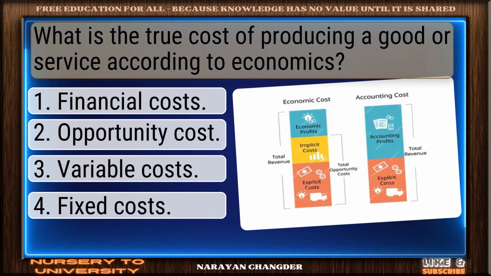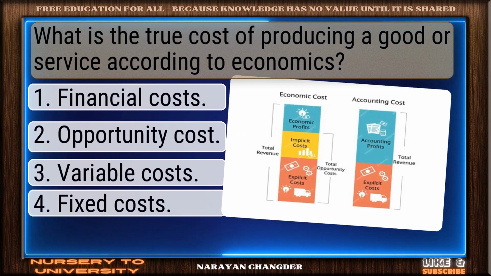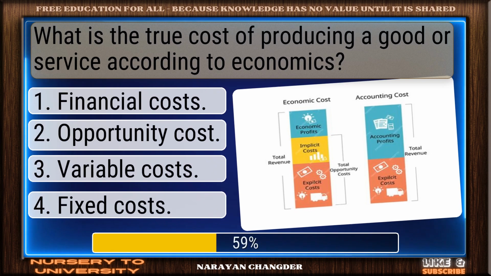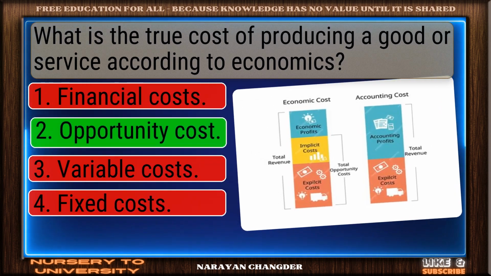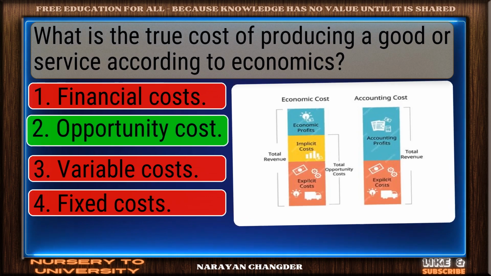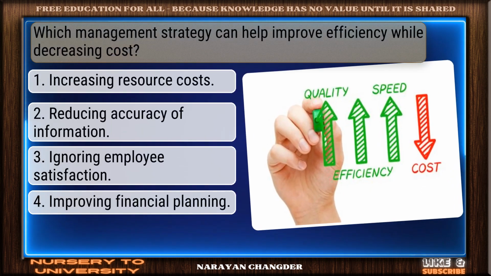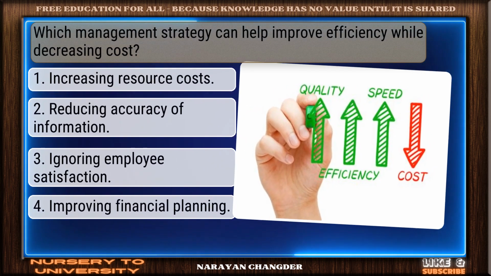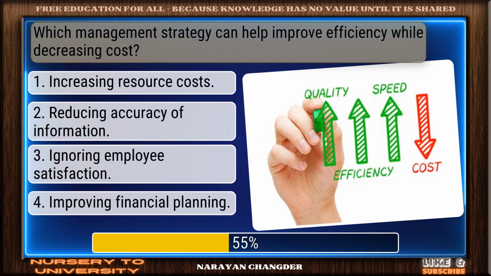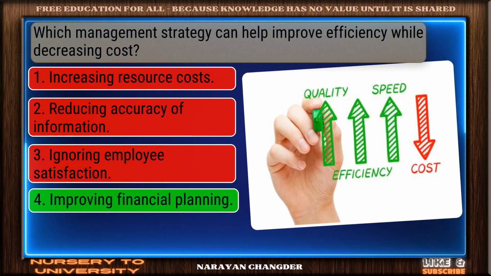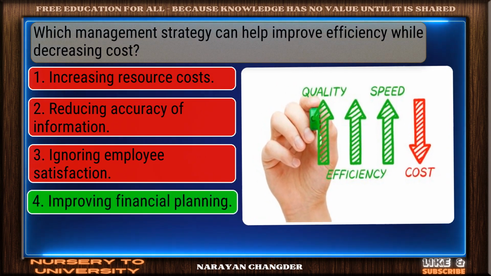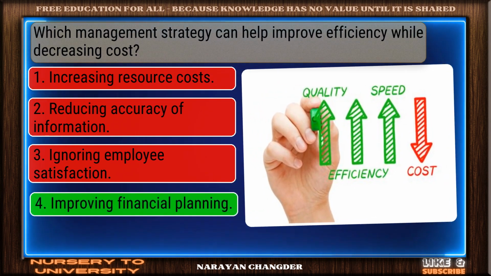What is the true cost of producing a good or service according to economics? Smart move. Opportunity cost is an accurate answer. Which management strategy can help improve efficiency while decreasing cost? Solid response. Improving financial planning is a valid choice.